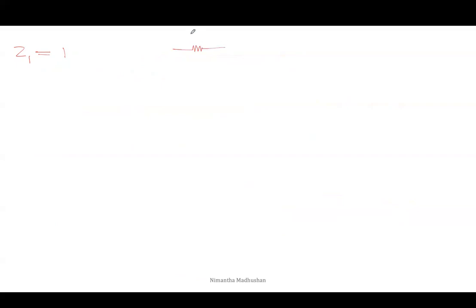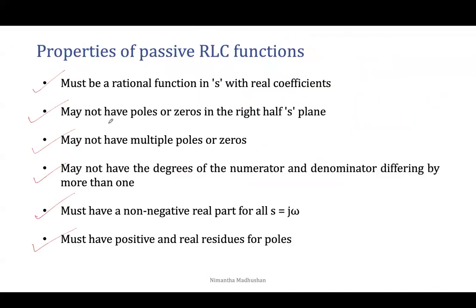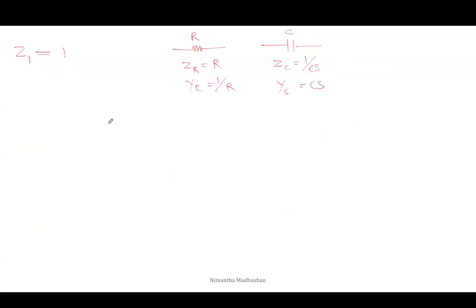If I consider a resistor with the value of R, the impedance of the resistor is R and the admittance of the resistor is 1 over R. If I consider a capacitor with the value of C, the impedance of the capacitor is 1 over Cs and the admittance of the capacitor is Cs. You can use these terms to obtain the elements of this given impedance function. Z1 is equal to 1, so it will be a resistor. R1 value will be 1 ohm.